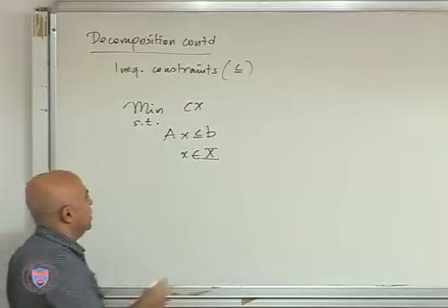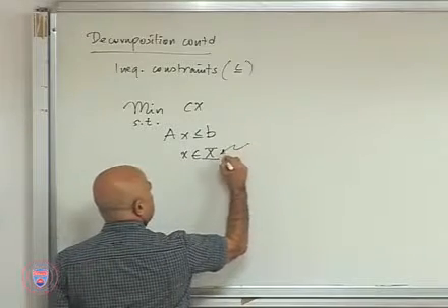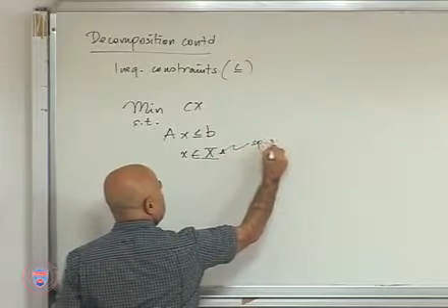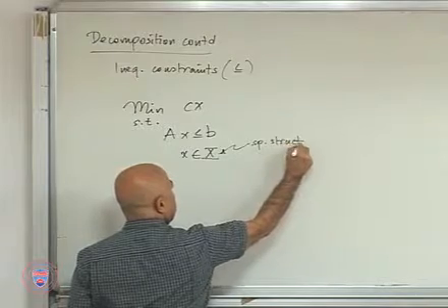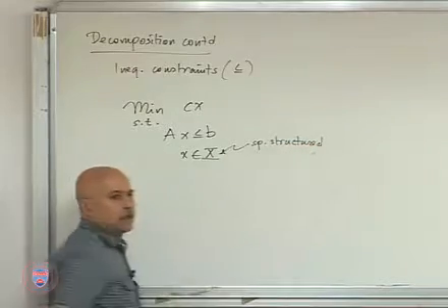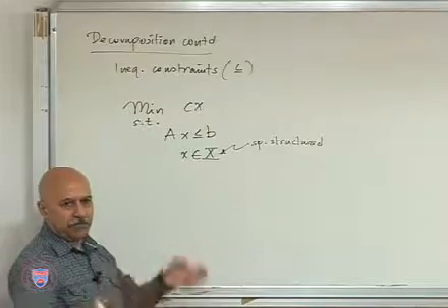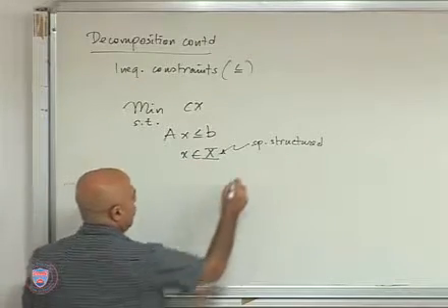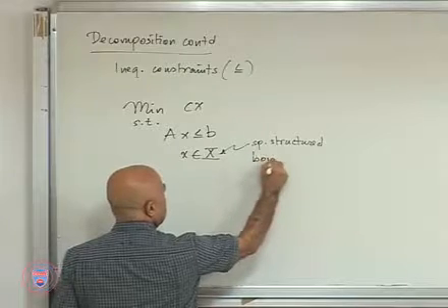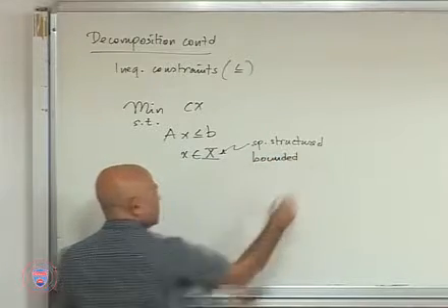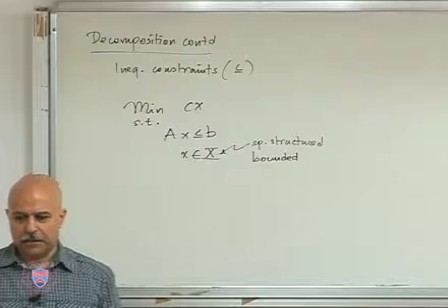And X is, as before, a specially structured set. It's a polyhedral set, so that the subproblems become easy to solve. And I'm going to still assume that X is bounded. So let's make that assumption.